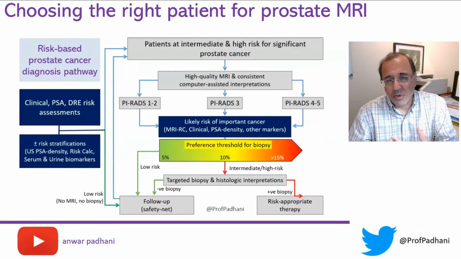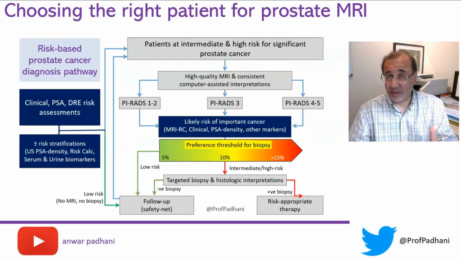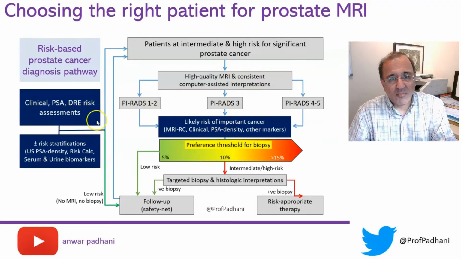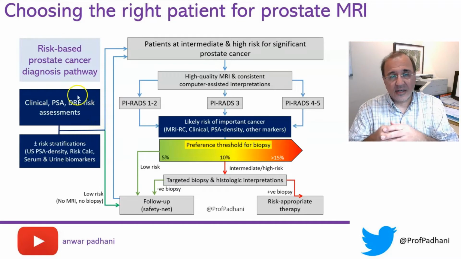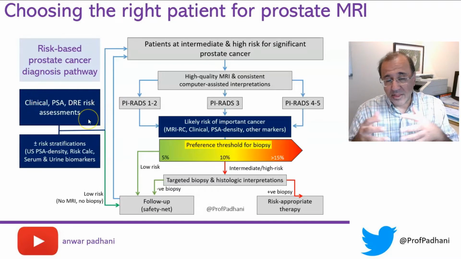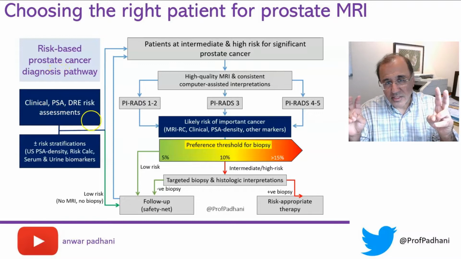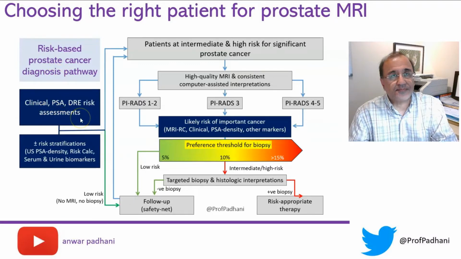So this is the modern MRI pathway. The modern MRI pathway is a risk-based pathway. In other words, the MRI is used to find out what the risk of prostate cancer is likely to be. So we know that patients are assessed initially by the urologist using a clinical evaluation, family history, PSA, DRE. All of these are risk assessments.